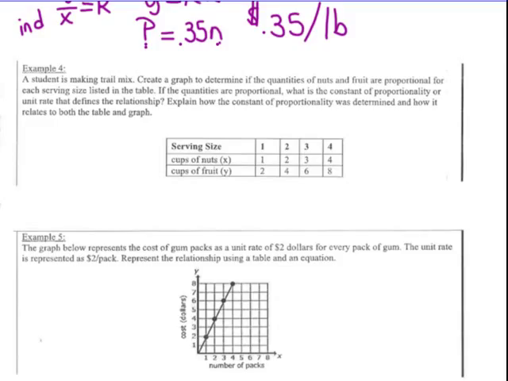A student is making a trail mix. Create a graph to determine if the quantities of nuts and fruit are proportional for each serving size listed in the table. If the quantities are proportional, what is the constant of proportionality or the unit rate that defines this relationship? Ooh, create a graph. If they are proportional, what is the constant of proportionality? And explain how the constant of proportionality was determined and how it relates to both the table and the graph.